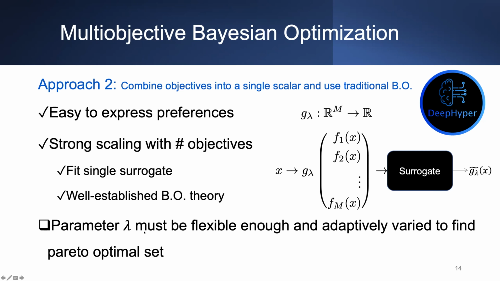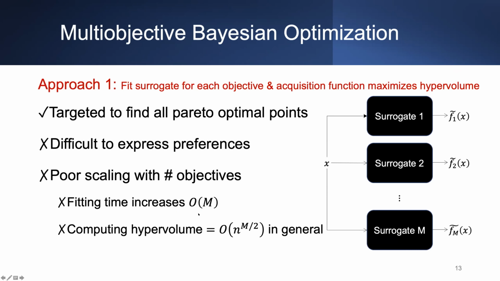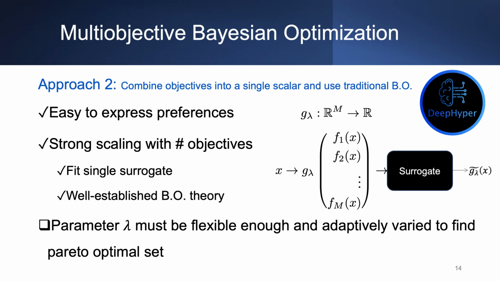The caveat with this approach is that you're essentially combining these objectives using some parametric way, which I've denoted here by this lambda. And so this parametric way in which you combine your objectives must be flexible enough that you can find all possible Pareto points, or that you can at least explore the entire Pareto frontier.